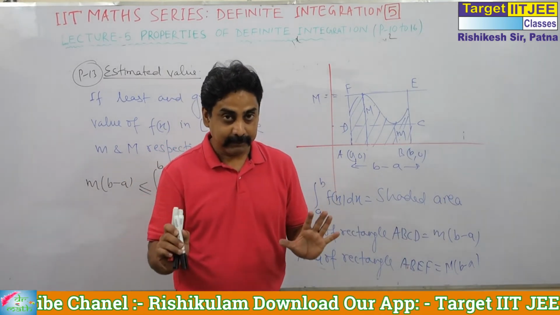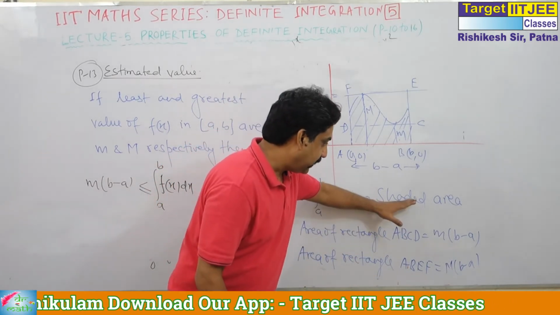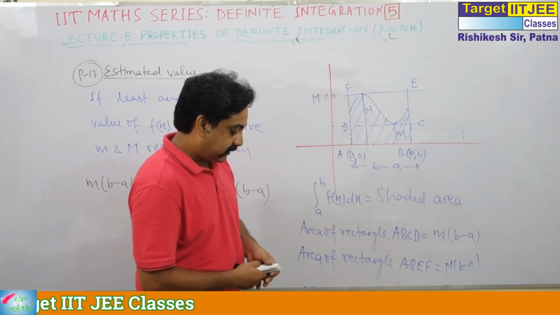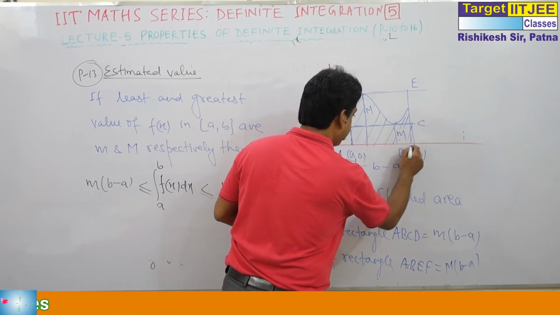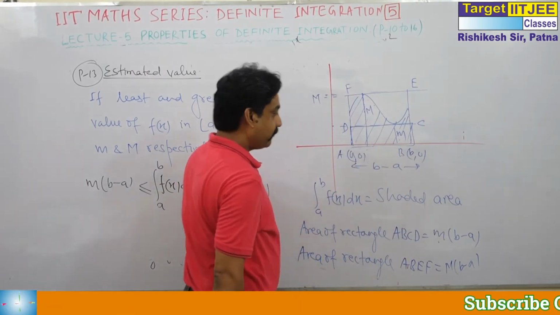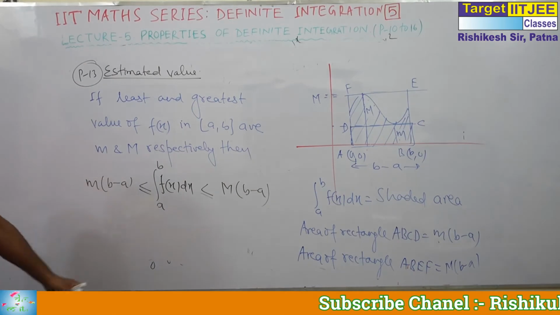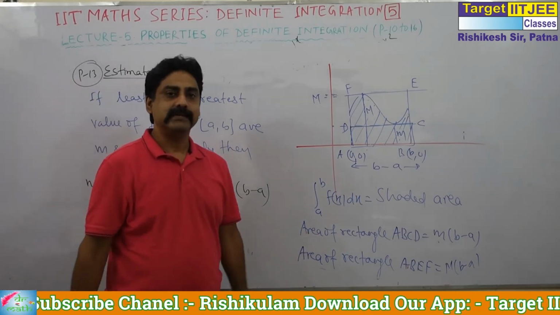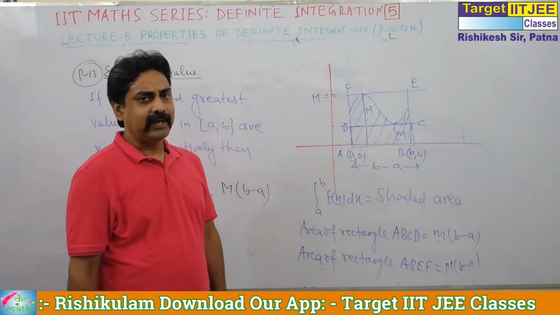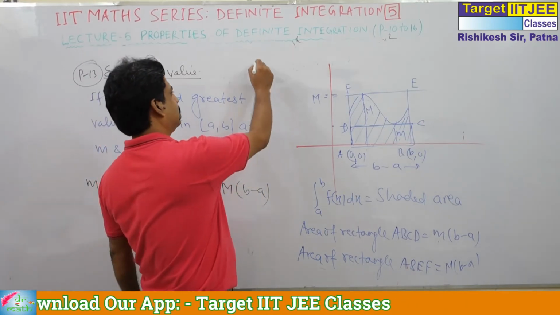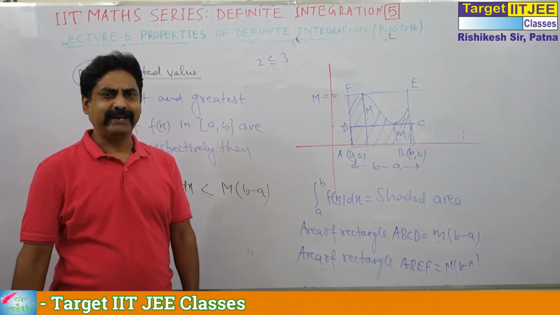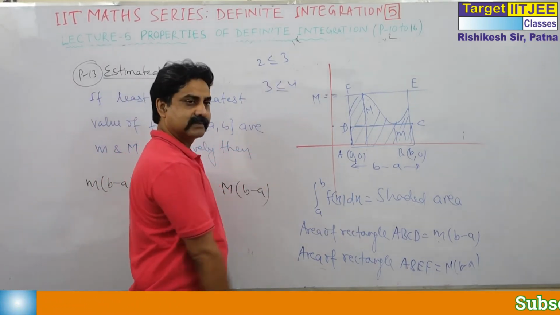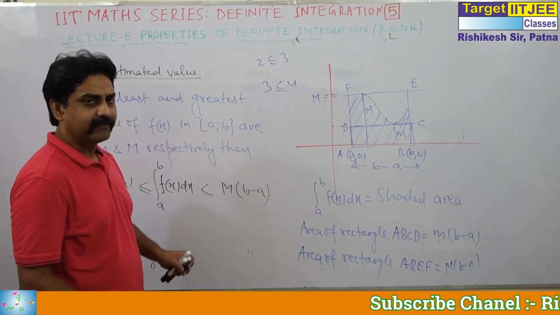Are you comfortable with the figure? You agree with the figure? The area of the shaded region is greater than that of this rectangle, and less than this value. That is what I have written here. This is some technical point, very easy. And sir, why do you take the sign of equality? Equality, 2 less than or equal to 3, correct. If 3 less than 4, you can't say this. For a constant function, that will hold the sign of equality.